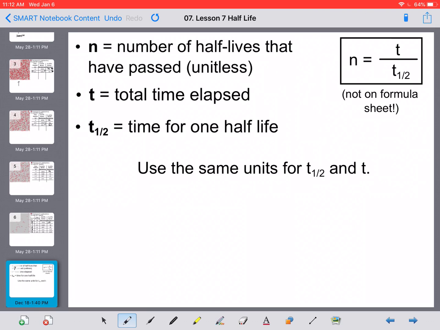Now, there's no specified units for t and T1/2. Just make sure you use the same units for both. So if you're going to work in seconds, then both of these things here have to be in seconds. Or if you're going to work in years, then they both have to be in years.